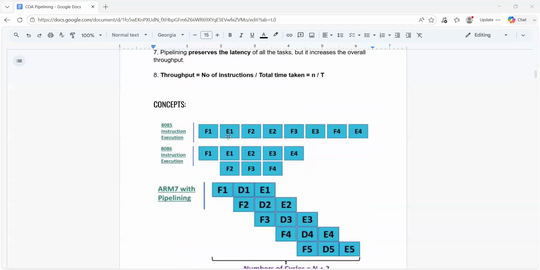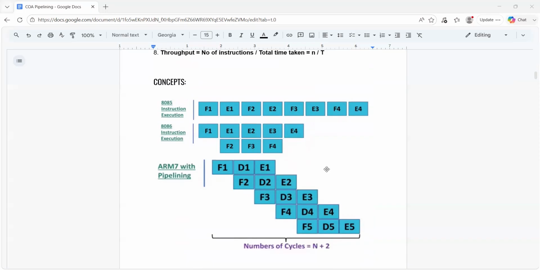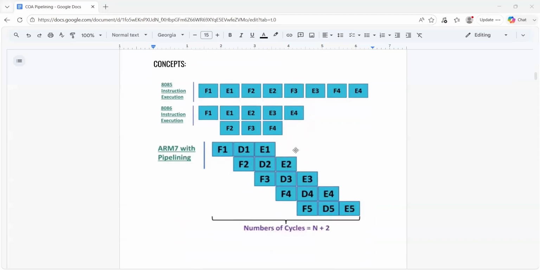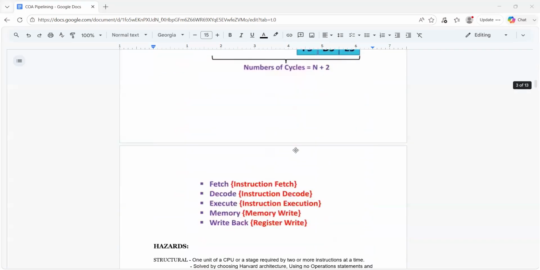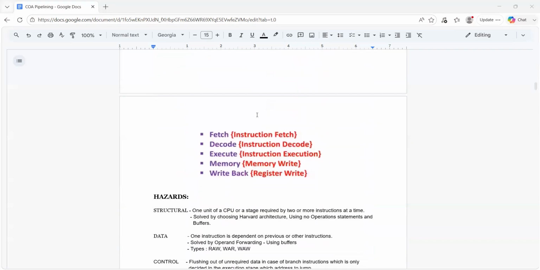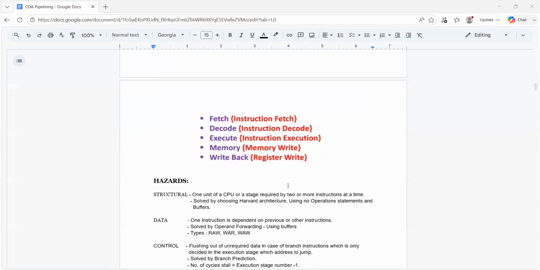Next, some basic concepts. This is a two-stage pipeline, with a normal way and a pipelined way, which makes the system work faster. And this is a three-stage pipeline, which works in the same way, just like in the washing machine example, where we have three different stages. In COA standards, we have five different stages, and we'll mainly work on four stages: fetch, decode, execute, and write back.